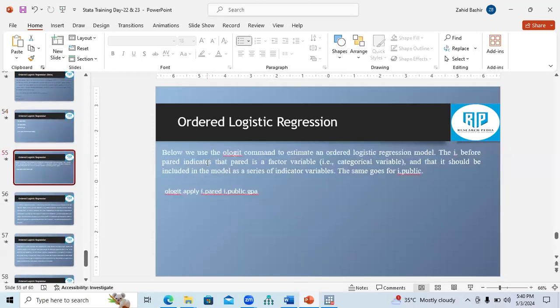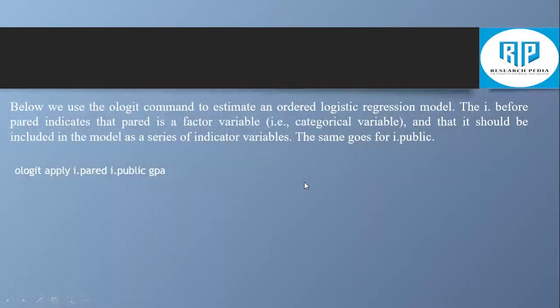Now, we are going to watch the ordered logistic regression, and before we apply it, we need to understand some specific detail about our data. Below, we use the ordered logistic command to estimate an ordered logistic regression model. The i. before parent education indicates that parent education is a factor variable, because we already know that parent education has two categories. So it is a factor variable.